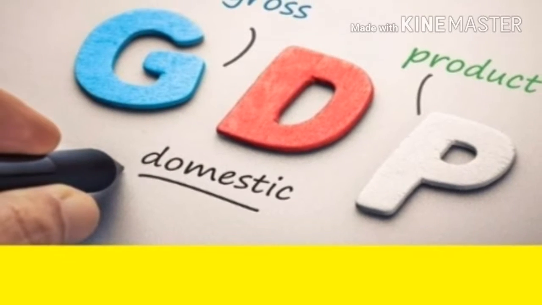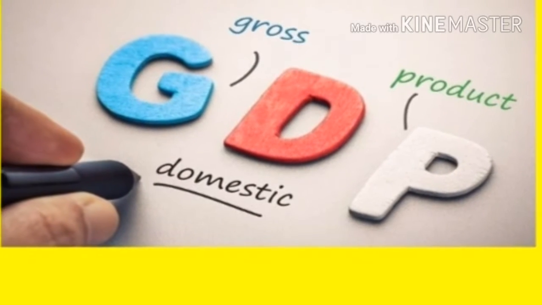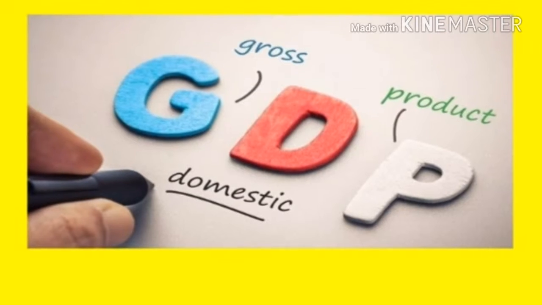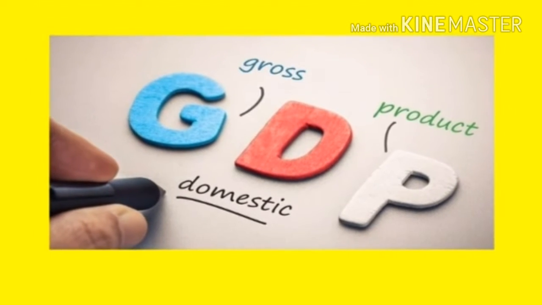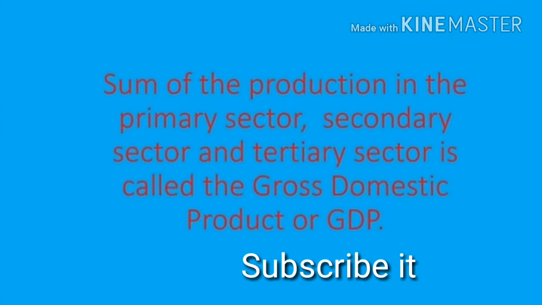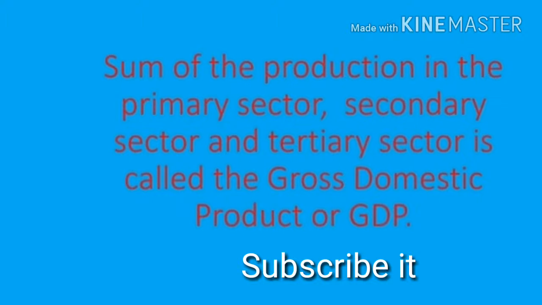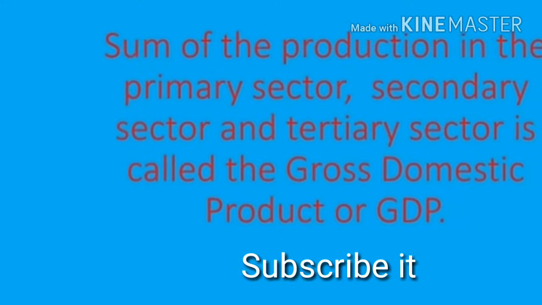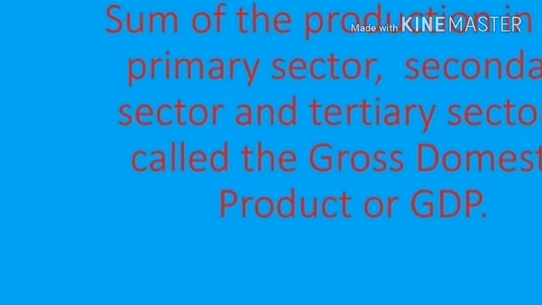And our next point is GDP. GDP means gross domestic product. Students, the sum of the total production in the three sectors, primary, secondary and tertiary, is called the gross domestic product.